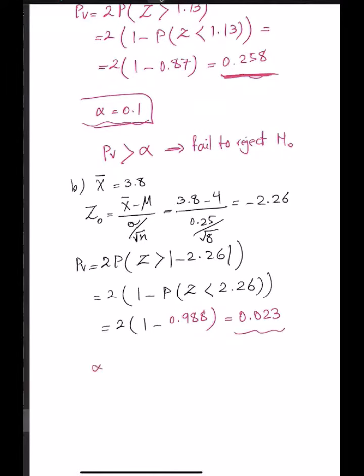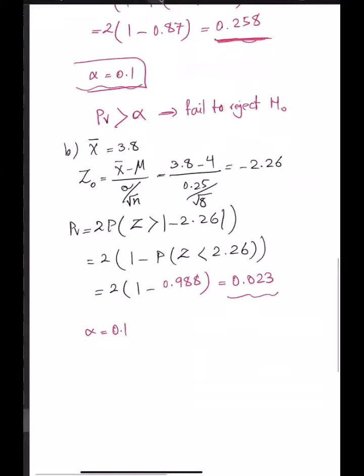And again here, if alpha is 0.1, if the significance level is 10%, then we can see that our p-value is definitely less than alpha. Then in that scenario, we are going to reject the null hypothesis.